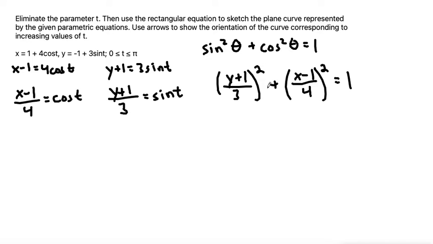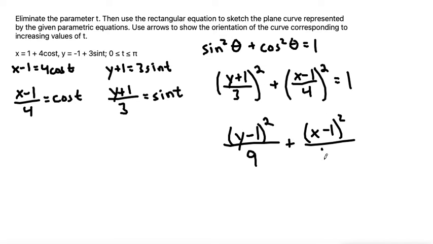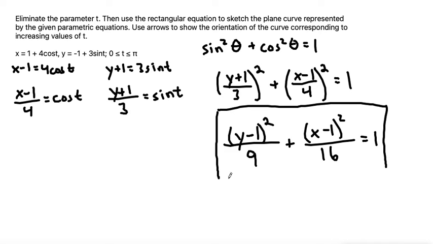Simplifying it a little bit to make it more like a regular ellipse equation, we would square the denominators to make that (y plus 1) squared over 3 squared, which is 9, plus we'll leave the (x minus 1) squared on top and square the bottom. 4 squared is 16, and that is equal to 1. So here is our rectangular equation with the parameter t eliminated.